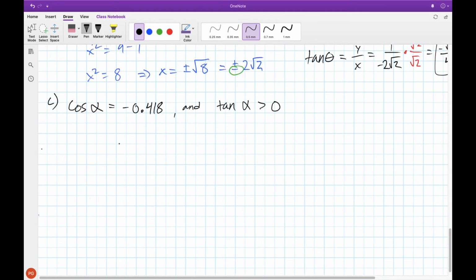The last part of this example: now we're given an answer with decimals, and we're not actually told what quadrant it is, only that the tangent of the angle is going to be positive. For these ones with decimals, we're going to answer to 3 decimal places. We're going to have to do some rounding, but that's totally fine.